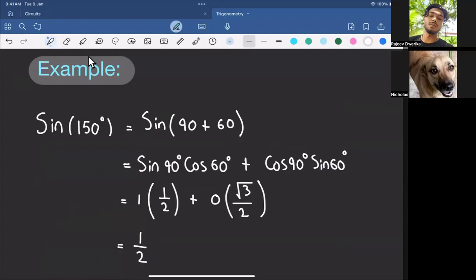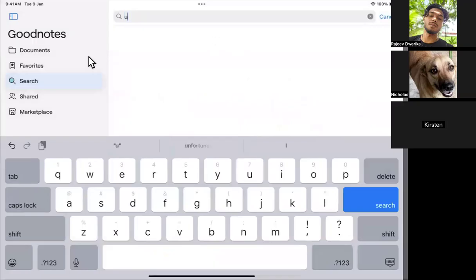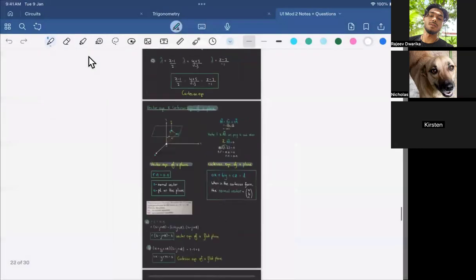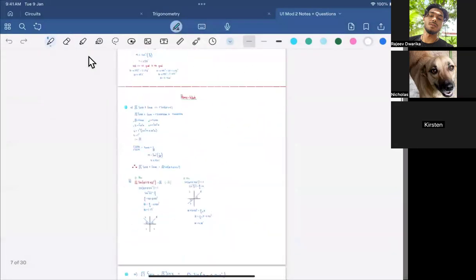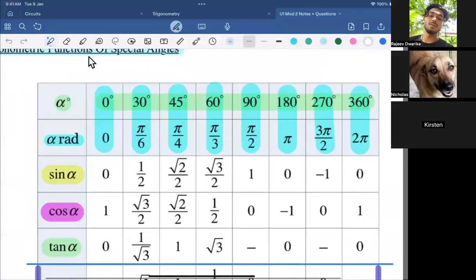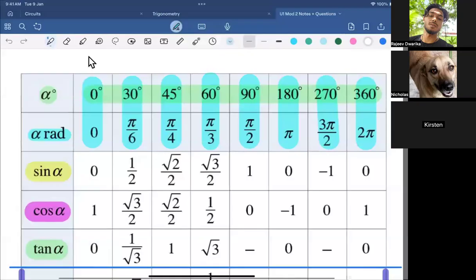From the table. I have a picture of the table. Let me get it. So standard angle values are 0, 30, 45, 60, 90, 180, 270, 360. If you want, you can take a screenshot of this and send it on the chat. These are the angles you're supposed to know.